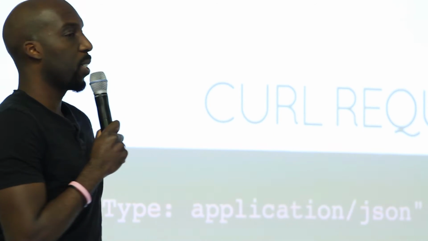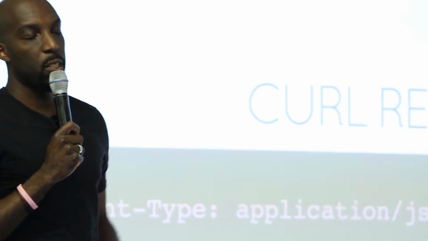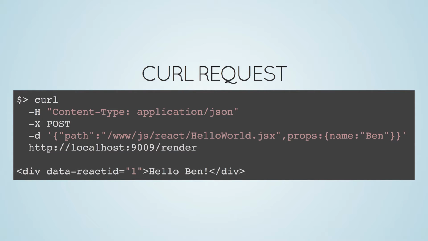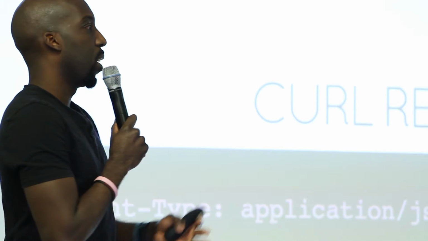So if we were trying to test out this service and hit the endpoint, we would make this curl request. The curl request hits that endpoint I said, localhost 9009/render, and it would make a POST. It would post JSON, and that JSON would contain the path to the component, the absolute path on the server, as well as whatever props need to be rendered. So in this example, the path is the path to that hello world JSX, and then the props are the name, and I passed in bin. So it says hello bin as the response to the curl request. That's what you get back, just the markup. That's all I returned.